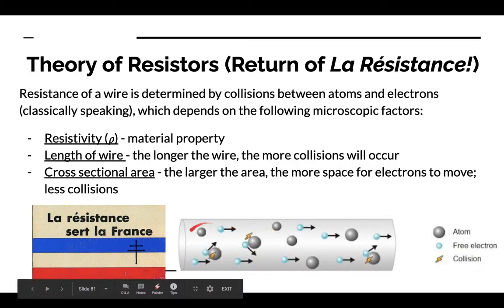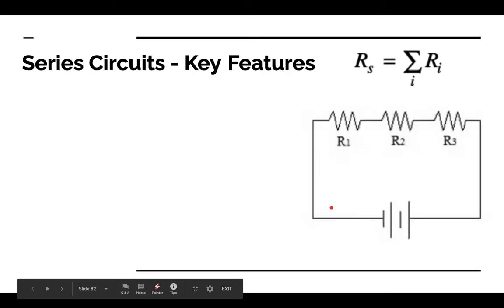And then again, just an illustration here. We increase the length, there's going to be more collisions between electrons and atoms. We increase the area right here. That means that we're going to give more space for electrons to flow, and thus resistance will decrease.